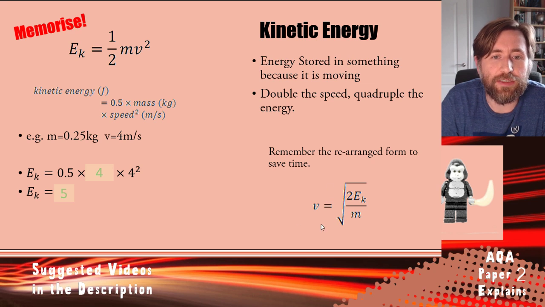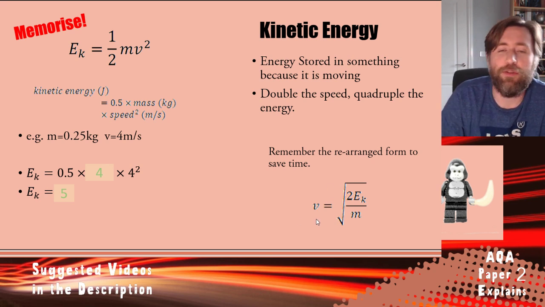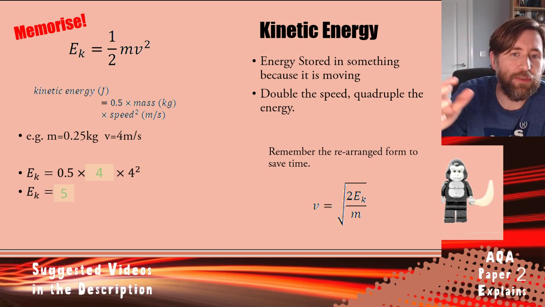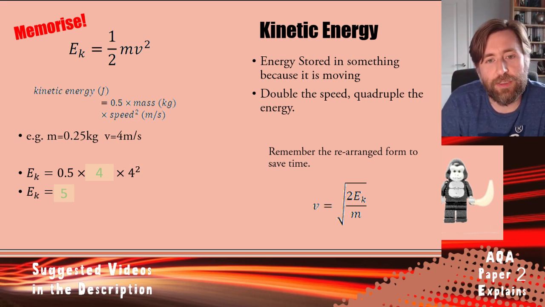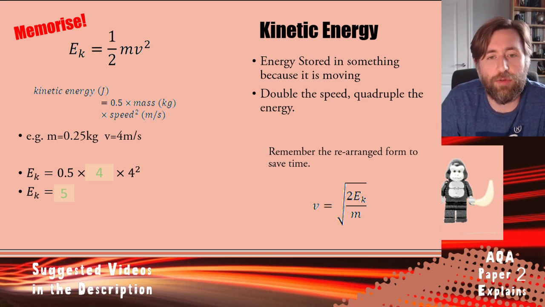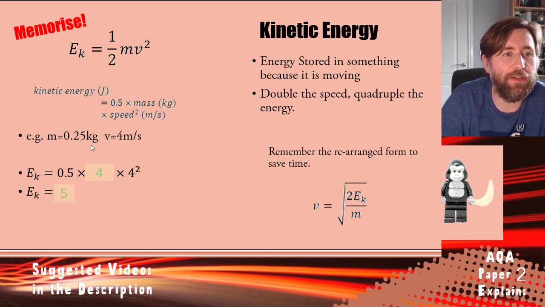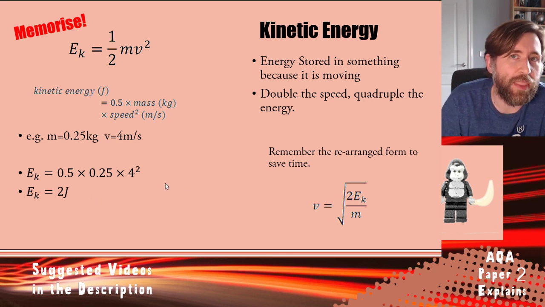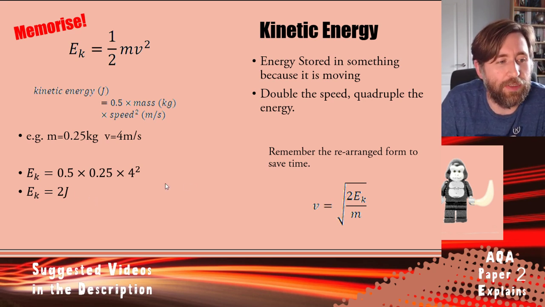And I think it's an important thing for students to just remember this rearranged form of the equation. This v is root 2 Ek over m. So twice the kinetic energy, divide that by mass, and then you've got the root of that to give you the velocity. Okay, example calculation over here. So if the mass is a quarter of a kilogram and the speed is 4 meters per second, substitute the numbers in and don't forget to square the 4 afterwards, and 2 is the answer to this one. 2 joules is the unit for energy.